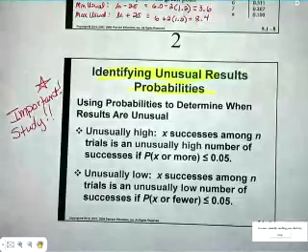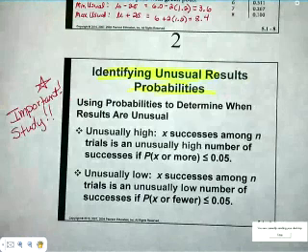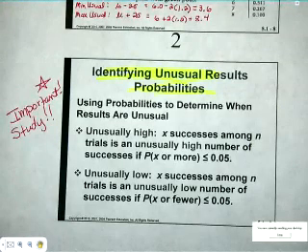Any problem that says unusually high or unusually low, this is what you need to be looking at. X successes among N trials is unusually high if the probability of X or more of those things is less than 0.05. In other words, we have a new definition for unusual. We're going to consider unusual anything that has a probability of less than 0.05.